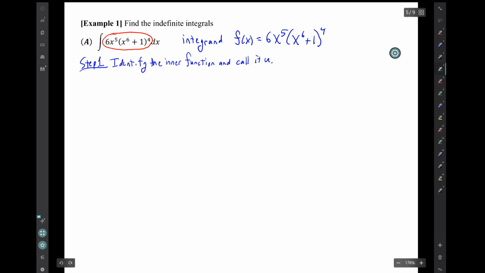Well, you see in this expression for the integrand, there's a function sitting inside of another function. That thing on the inside is what we'll call the inner function. And that's the thing that we'll name u. And that's the equation that we'll circle in green. That's step 1. Let's go up and see what step 2 says.